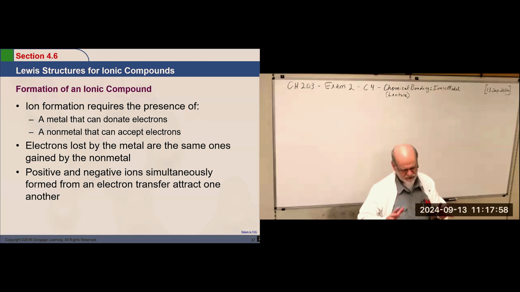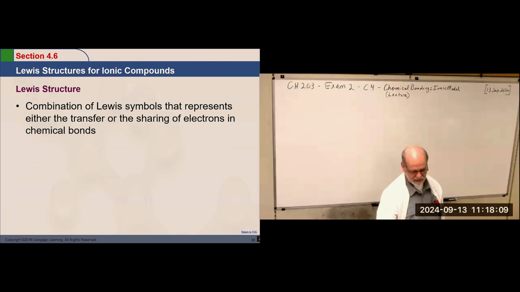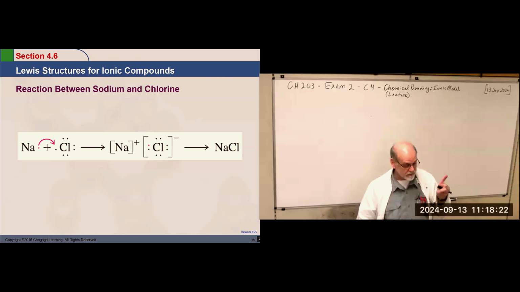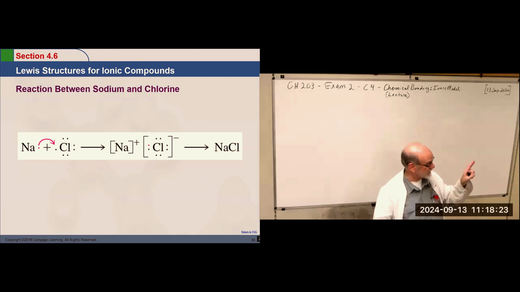I mentioned this earlier. When we form an ionic compound, we actually transfer electrons from a metal to a nonmetal and form the positive and negative charges, and then we get electrostatic attraction. Now, if we use the Lewis symbols, this is what it would look like. Sodium has 1 valence electron because it's in the first group. It transfers that 1 electron over to chlorine. Now sodium is a plus ion, chlorine is a -1 ion, and we get the attraction.